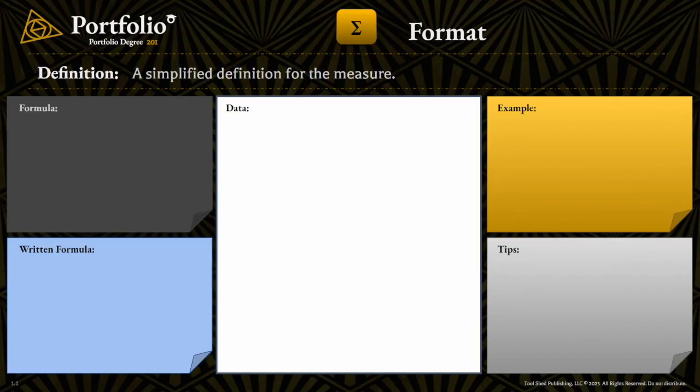Now, on the left side, there's a box that has the math formula. Then below that, there's a written out formula, so you can clearly understand the formula above it and what it's trying to tell you to do. In the middle, we have a section with some data in order to provide you with an example. And then on the top right, we summarize that example. And then in the below gray box, we include some basic tips for how to use each metric.